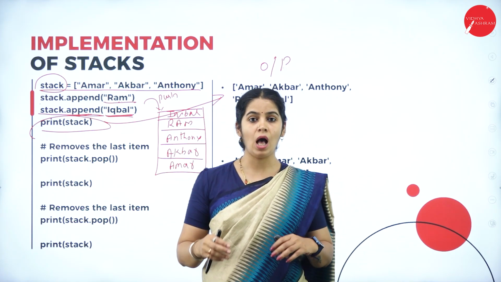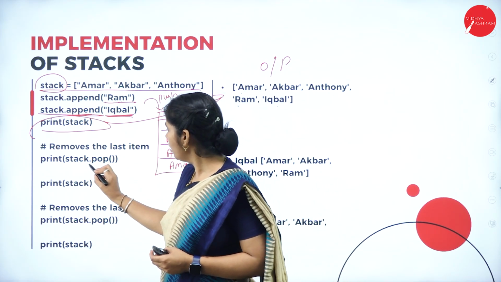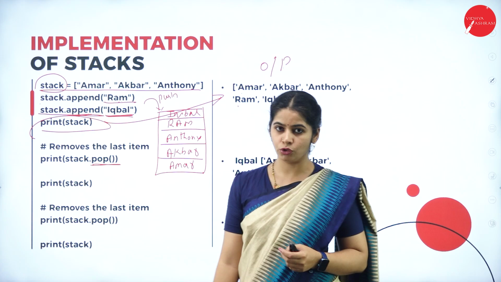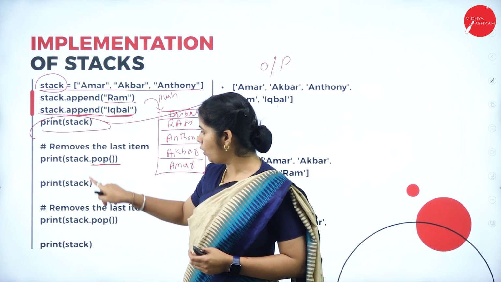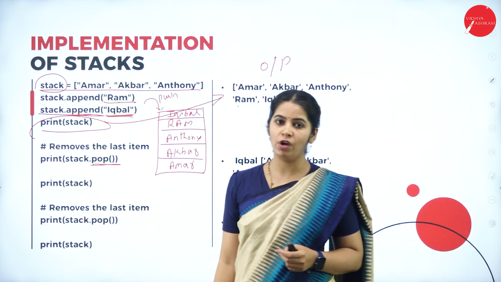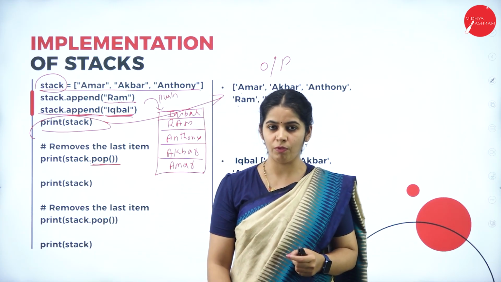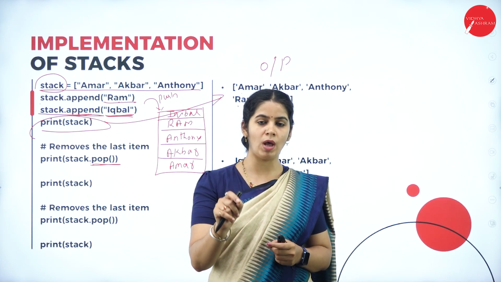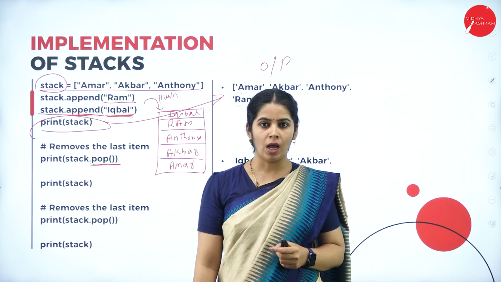Now let us see how we can pop out the element from the stack. How are we popping out? Using the pop function. What is the list name? Stack is my list name. With a dot operator, I'm calling an inbuilt function called pop. Here we are not giving the index value for the pop. Why? If you are not giving the index value, by default it will pop the last element of the list.